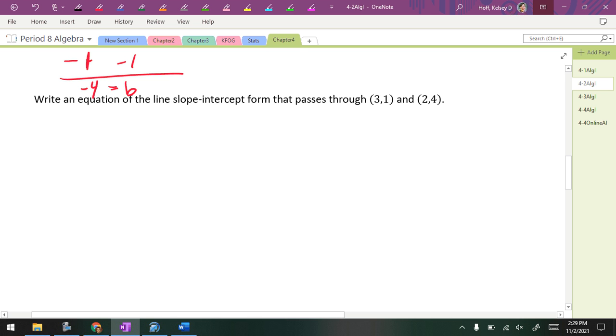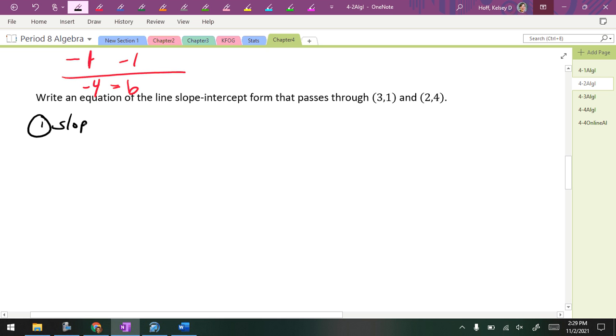Write an equation of the line in slope-intercept form that passes through (3, 1) and (2, 4). Yeah, it doesn't tell us the slope. We have to find the slope. That's the very first thing we have to do. Okay, slope formula. First you have to find the slope. y2 minus y1 over x2 minus x1.